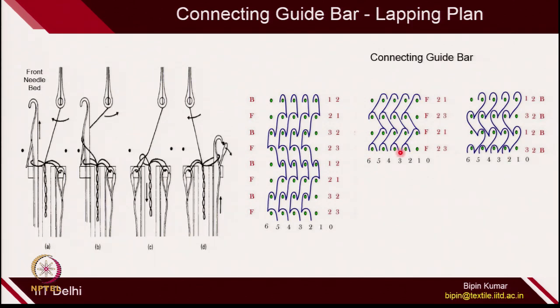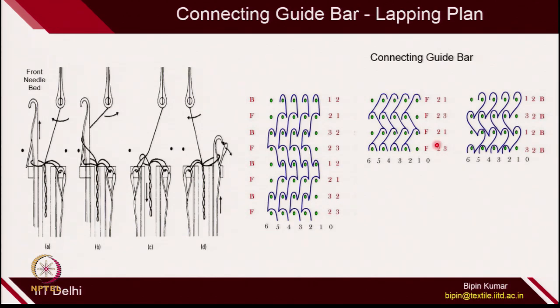So, first it makes the loops which is 2-3 lapping plan on the front bed. In the second course it is making the lapping plan of 3-2 on the back bed, which is the first course of the back bed guide bar. If you go for the third course, it is 2-1 on the front bed. So, the third is nothing but the second course of the actual fabric, which is 2-1, then again back bed. So, the second course is 1-2. So, that is why this is 1-2.